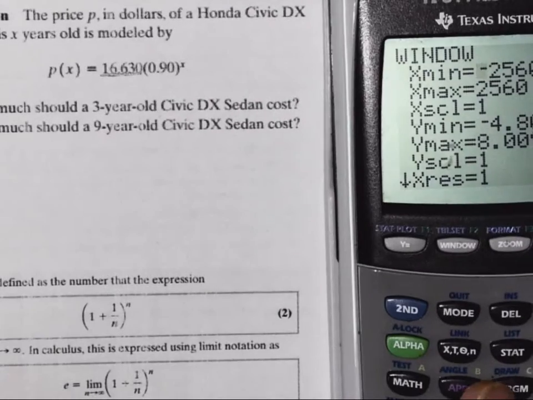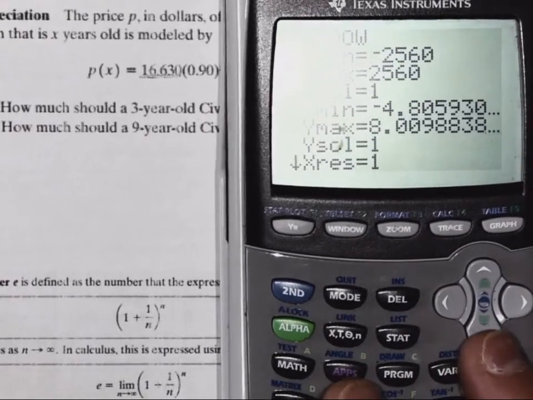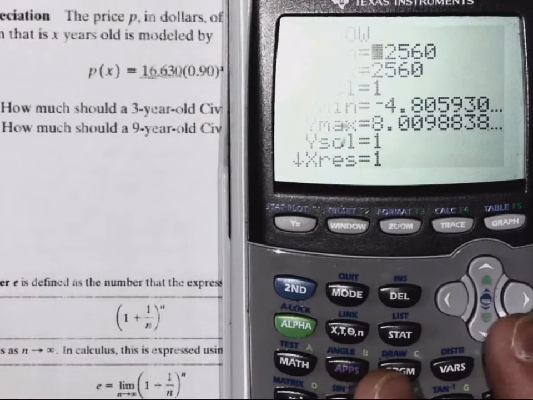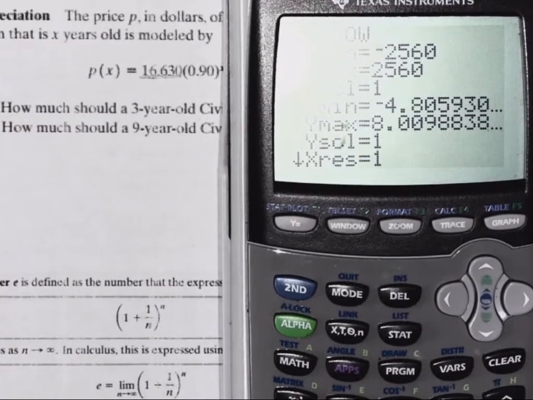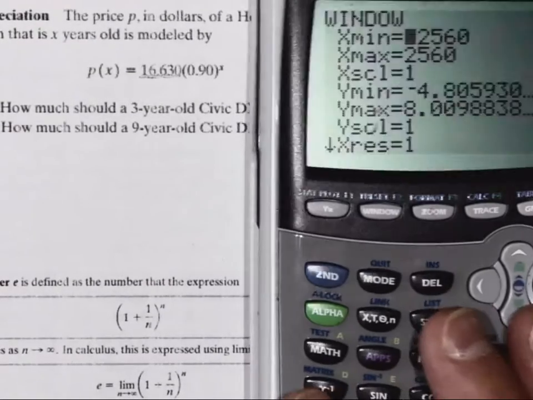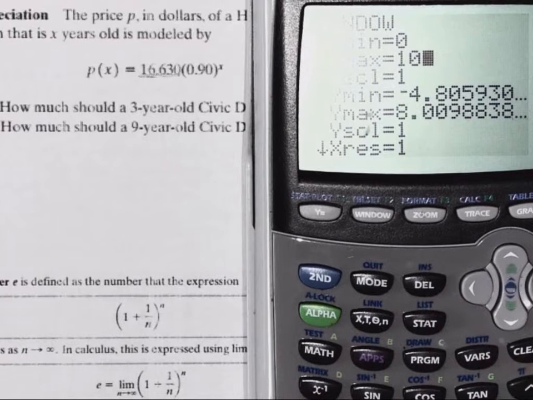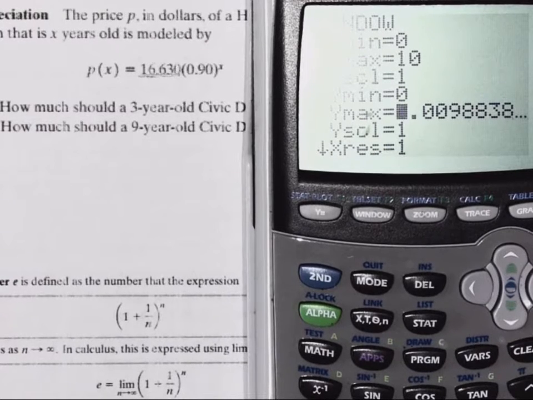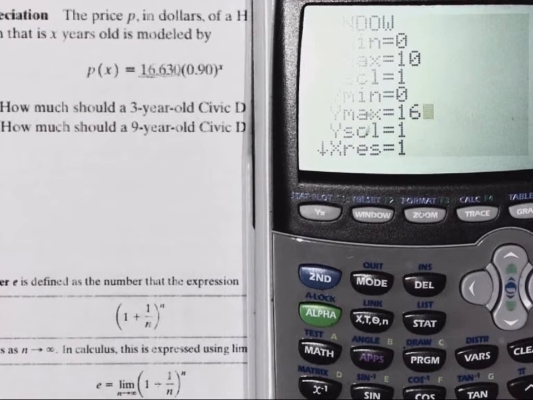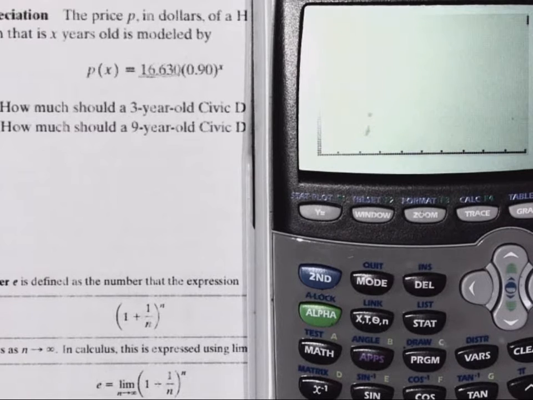Alright, so I'm going to fit a window here, try to get this to work. So X is years, so I'm just going to do 0 to 10, and then y is the price. So the y min would be 0, and then the max would be 16630, since that's how much they bought the car for. And so that should give us a pretty good window. Let's see what we got. There we go. I tried zoom fit, but I wasn't really getting a good picture.